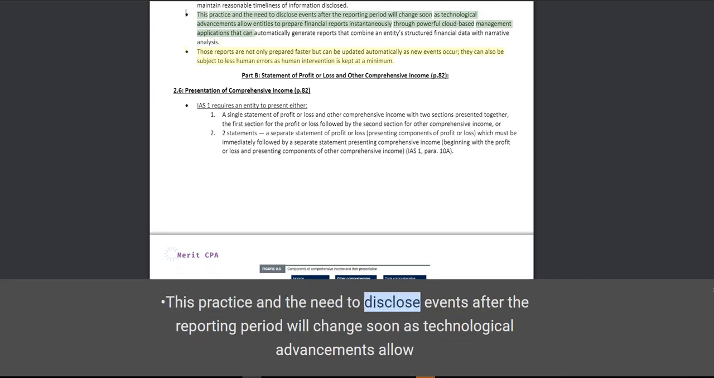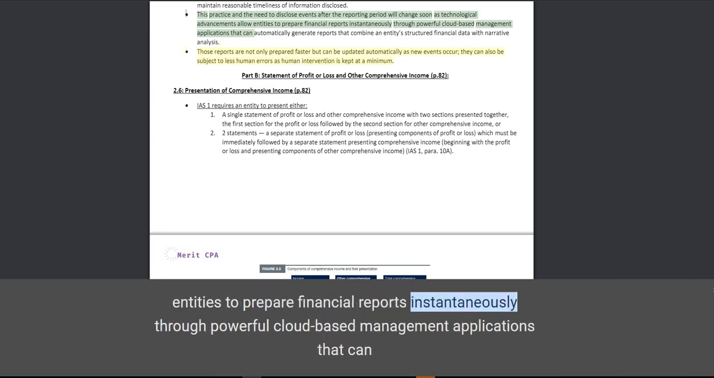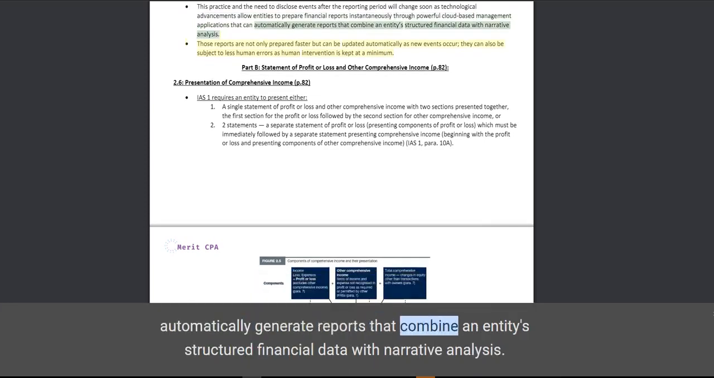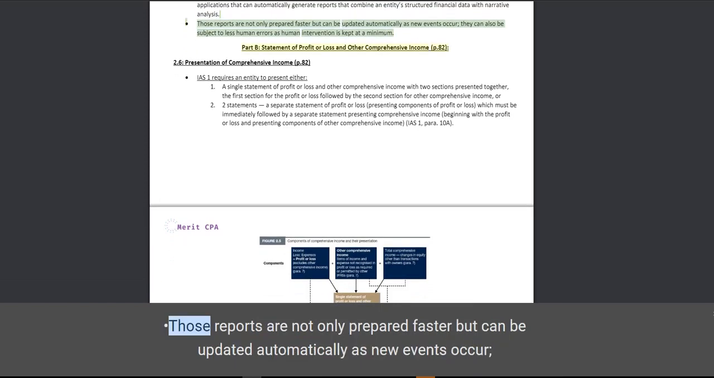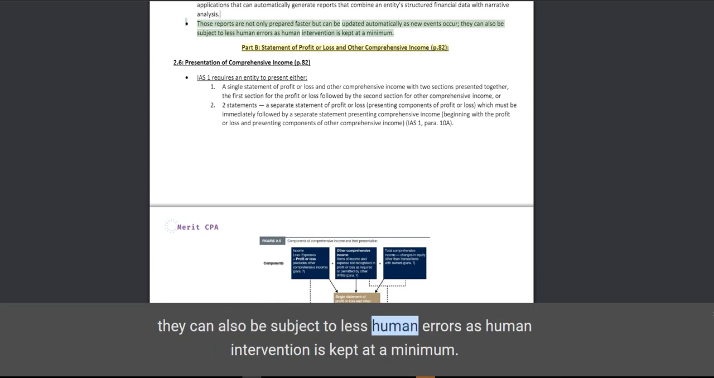This practice and the need to disclose events after the reporting period will change soon as technological advancements allow entities to prepare financial reports instantaneously through powerful cloud-based management applications that can automatically generate reports that combine an entity's structured financial data with narrative analysis. Those reports are not only prepared faster but can be updated automatically as new events occur. They can also be subject to less human errors as human intervention is kept at a minimum.